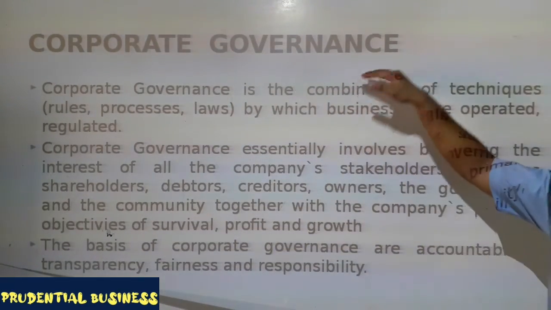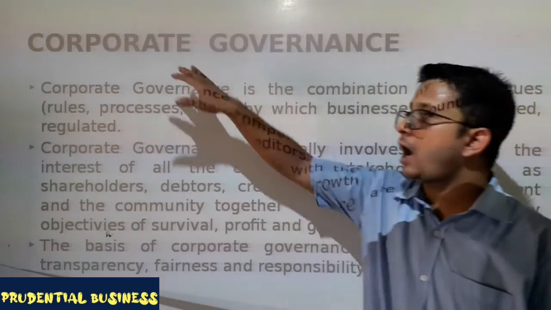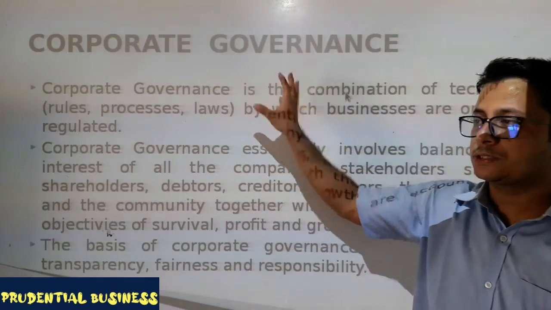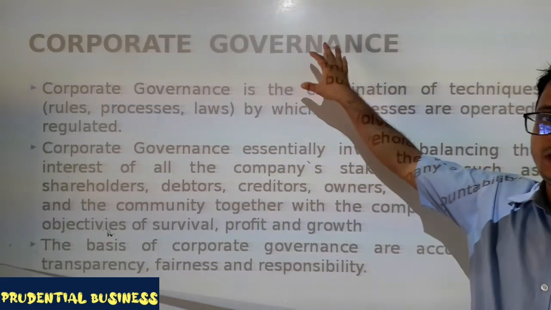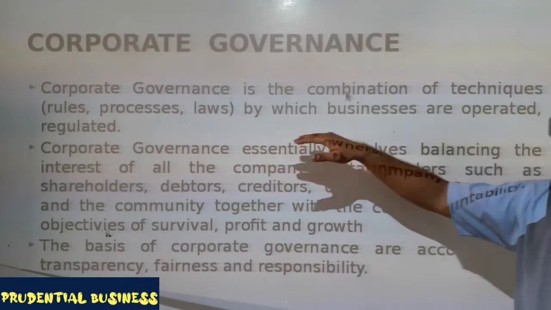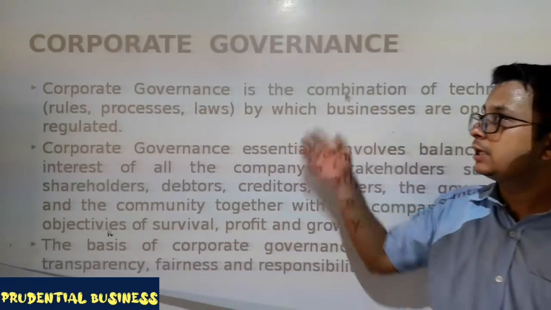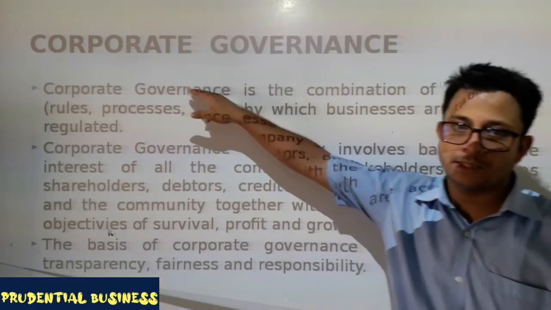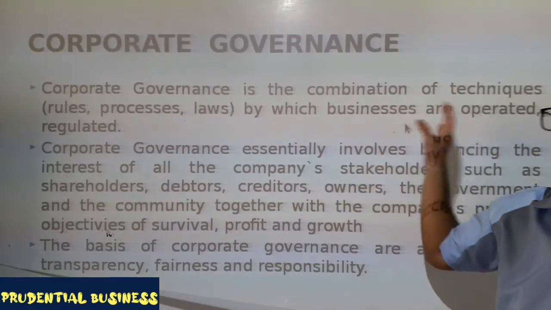Corporate governance, what does that mean? It means how a corporate is governed. The meaning of corporate governance is that it consists of certain techniques. Those techniques can be rules, processes or laws. These rules, processes and laws govern the activities of a particular corporate or business. That is the meaning of corporate governance.